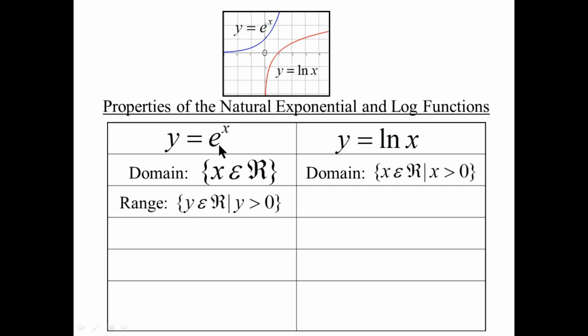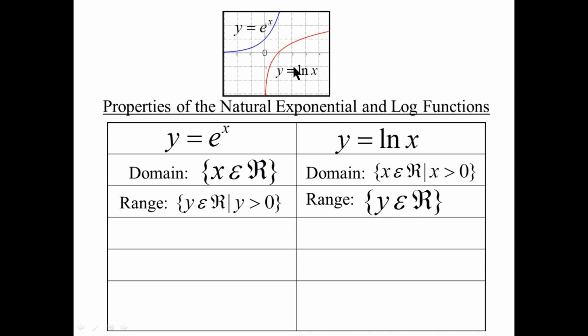Range of y equals e to the x, we can see the range starts at 0 and then goes up. So anything greater than 0 is the range. While the range of the ln function, we can see that it has an arrow on the bottom here and takes off to infinity in that direction. So y is any real.